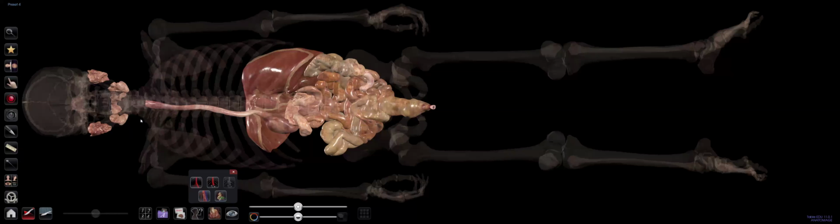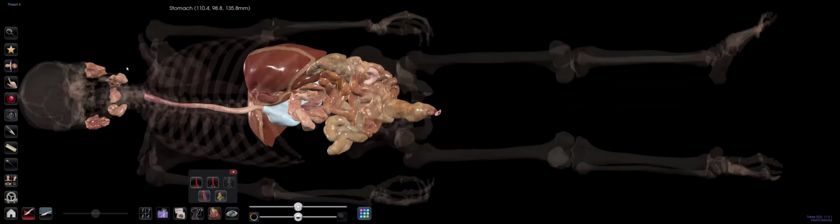Number four, looking at the digestive system. So take turns tapping on structures until the stomach is identified. Somebody go for the stomach. Yep, you got it right there. There's the stomach. Is the stomach located on the right or left side of the human body?